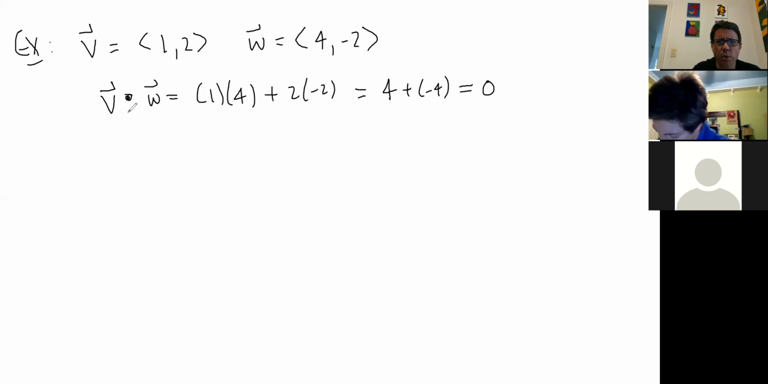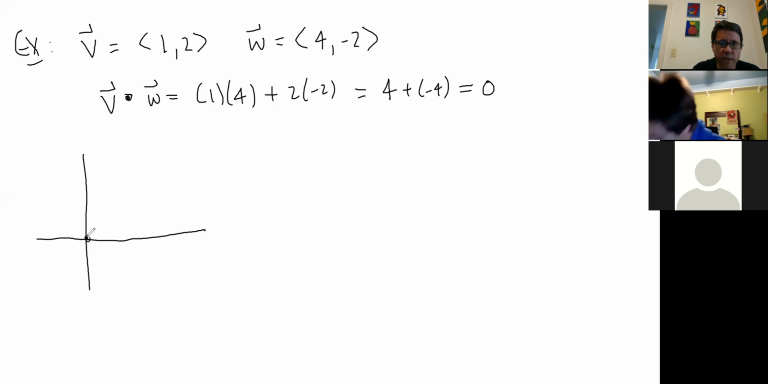But neither one of these is 0, right? So it's not quite like regular multiplication. You can take 2 things that are not 0 and dot product them together and get 0. Now, if we draw these out, that might give us a little hint as to what's going on.